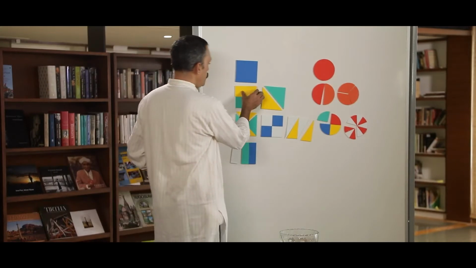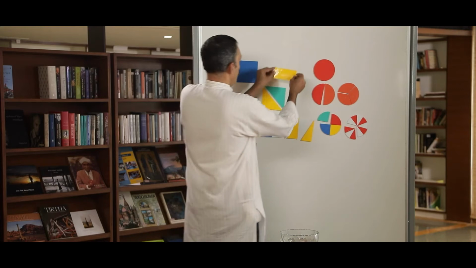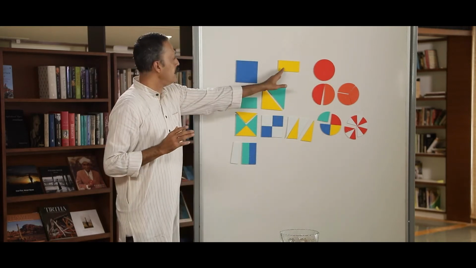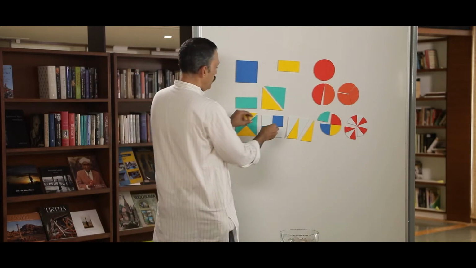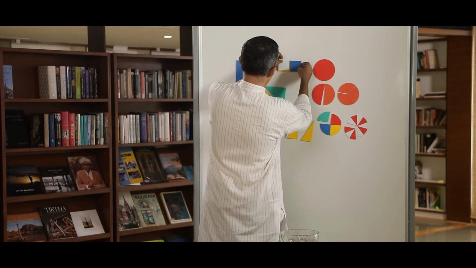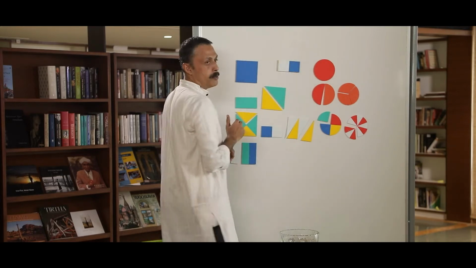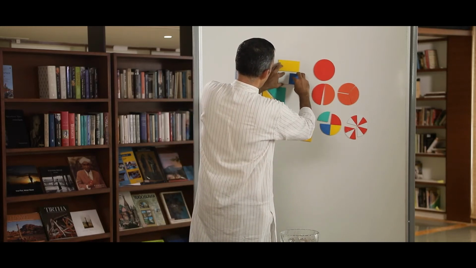Now, let us take this shape. We have just taken a shape at random. What shape is this? This is a rectangle. Is it possible to split this rectangle shape into two halves, equal halves? Yes.